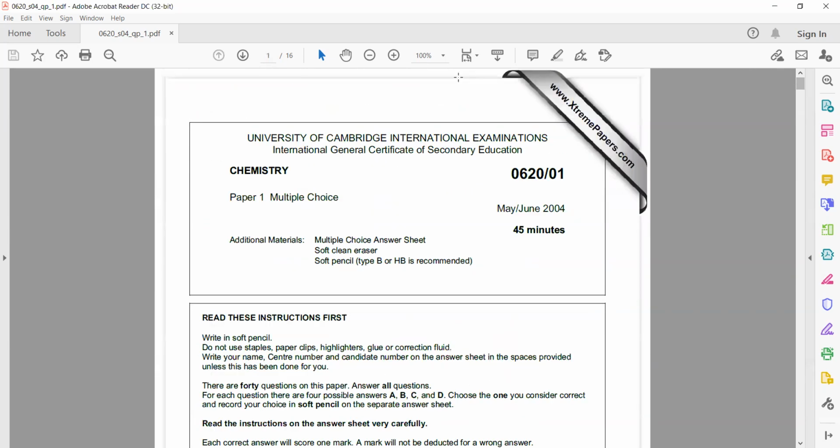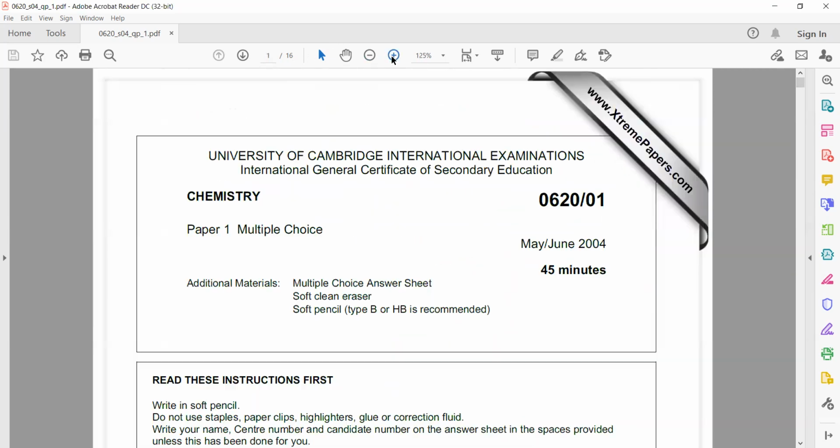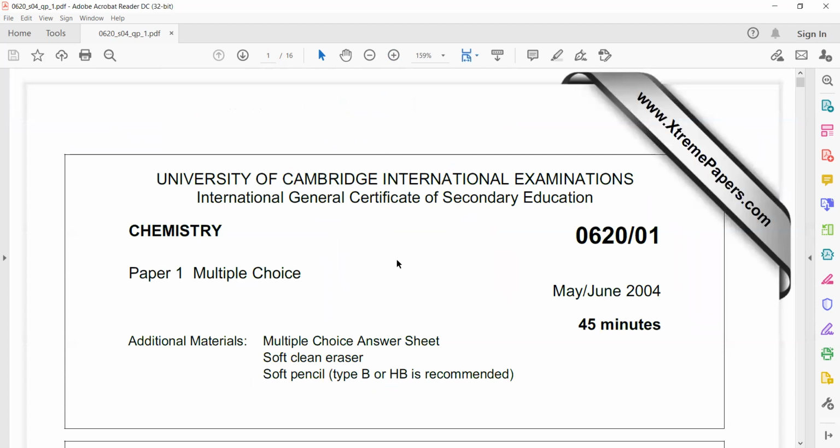So this was May-June 2004, paper 1. Any question related to the class today? We discussed the weekly homework and did some questions from the past paper. So I'll end the session and share this with you.